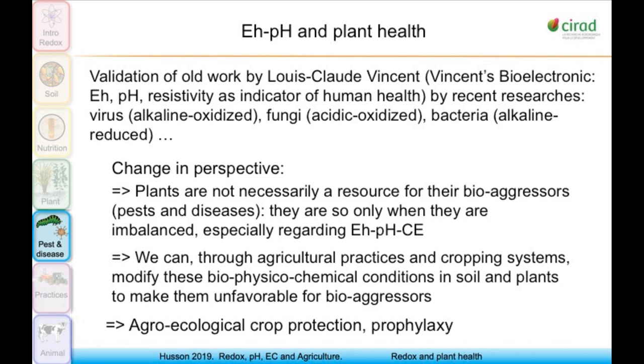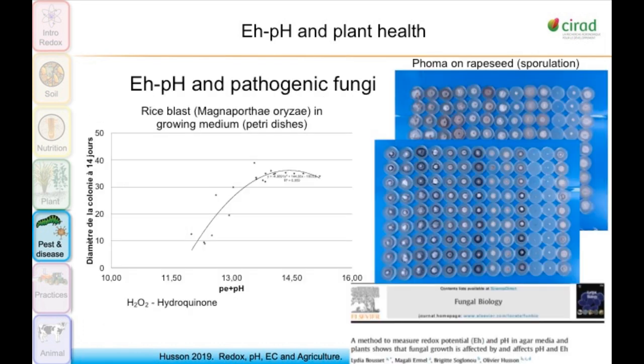The idea is to make prophylaxis, not to wait for the plant to be sick, but to avoid the plant being sick. So in petri dishes, we modify EH plus pH, and we inoculate with fungi. This is rice blast. And what we see is that the inoculum is about this size. That means there has been no growth.